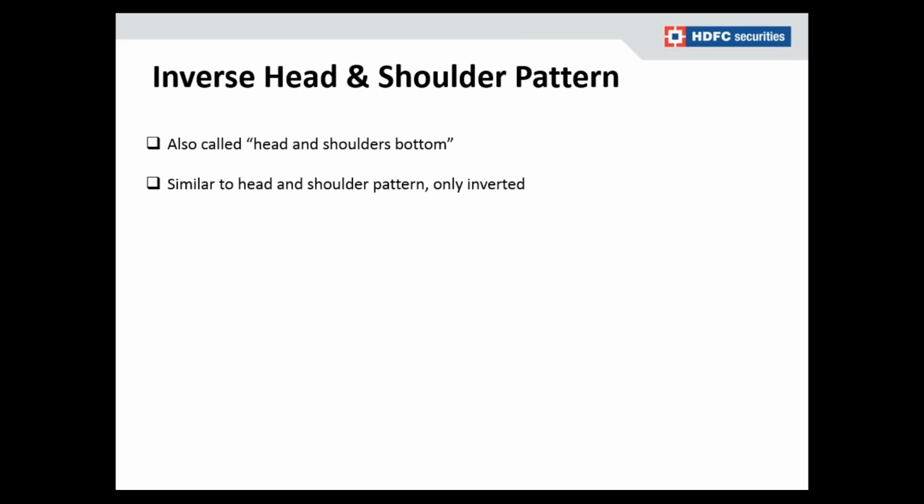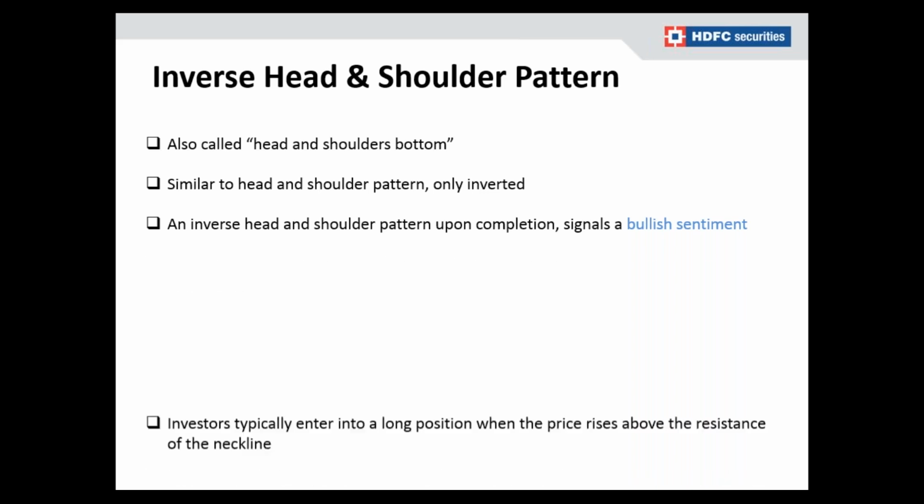The normal head and shoulder pattern was a bullish to bearish trend reversal. The inverse head and shoulder pattern will give you a bearish to bullish trend reversal. So it's inverted. It gives you a bullish sentiment because upon completion, the moment the breakout comes above that neckline that we'll see, the stock starts to give a bullish trend, a rally sort of a pattern.